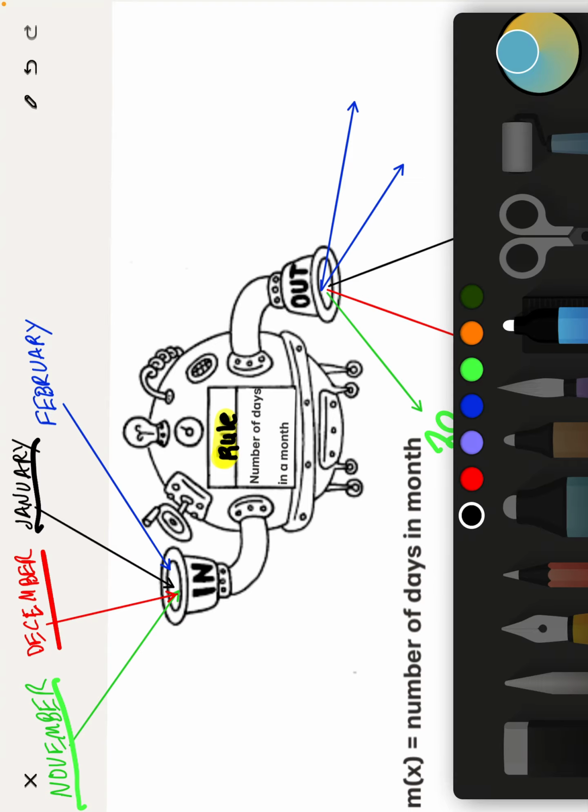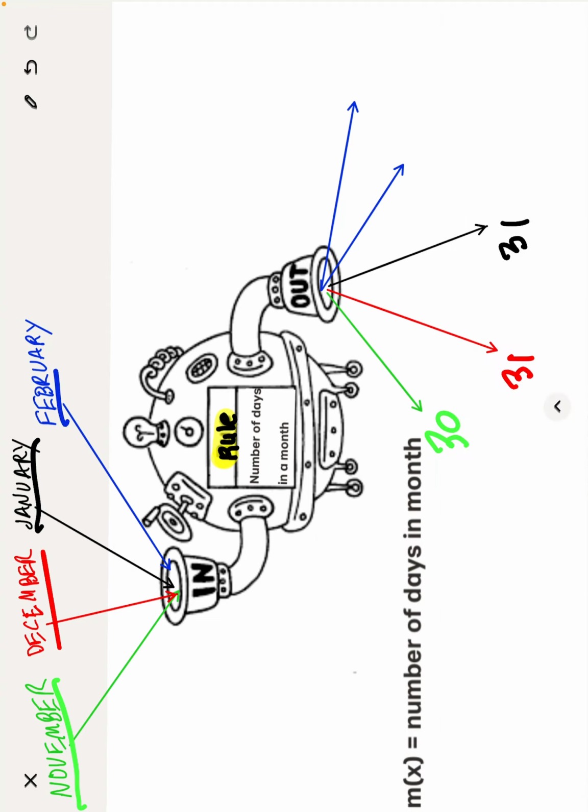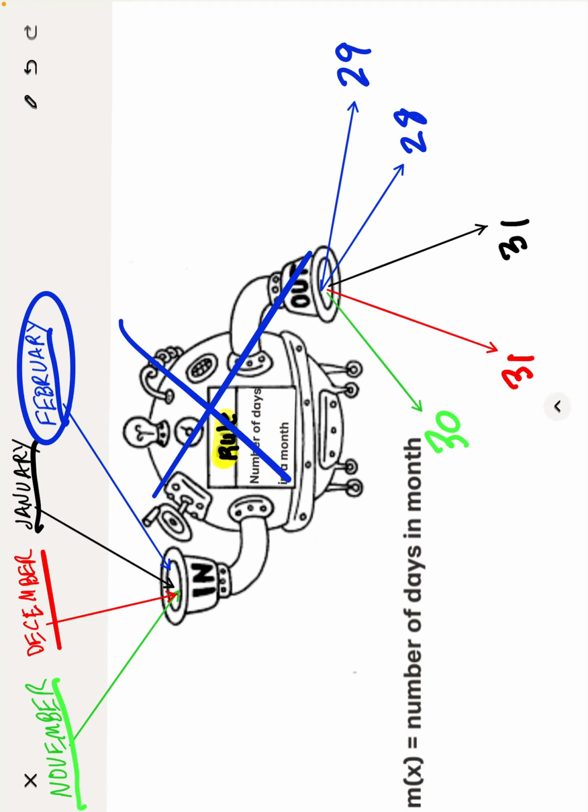Now, when we get to February, right? February is a little different. It depends on whether it's a leap year or a non-leap year. This year, February had 29 days. Next year is only going to have 28 days. Now, every time I press the February key, I should get either 28 or 29. The fact that I could get two different outputs means that this is not a function. It is not a function because every time I press the February key, I should always get 28 or I should always get 29. It shouldn't be one or the other.